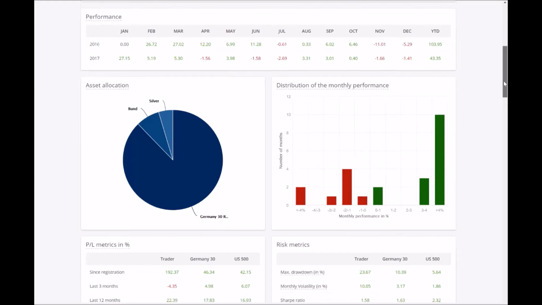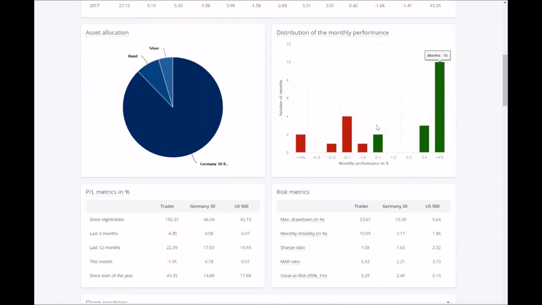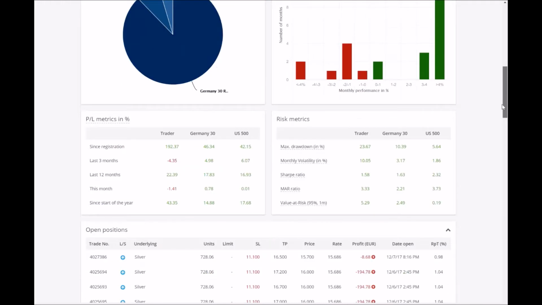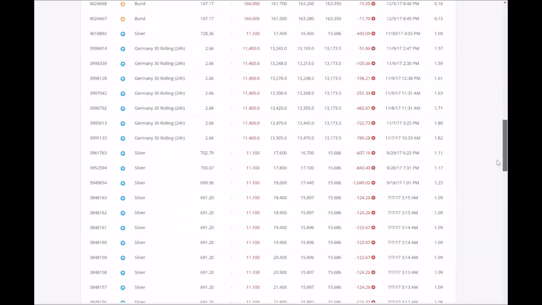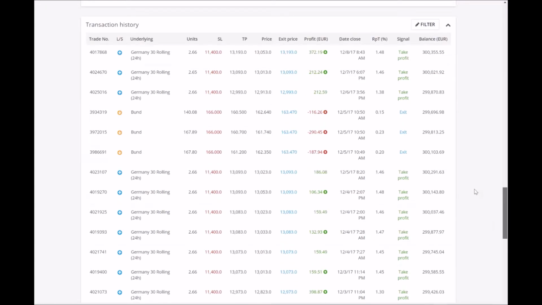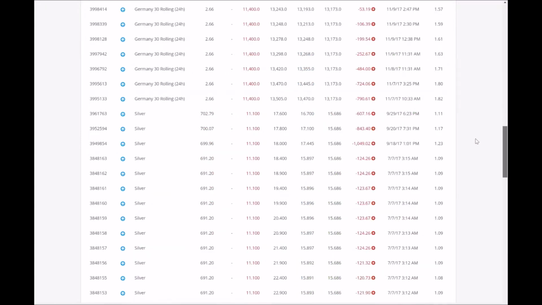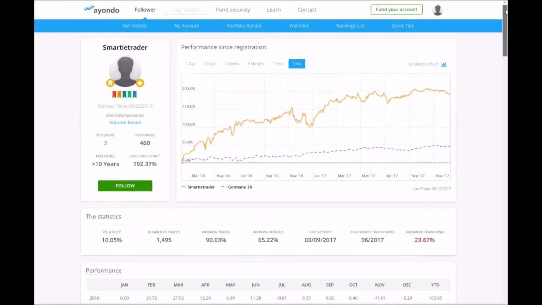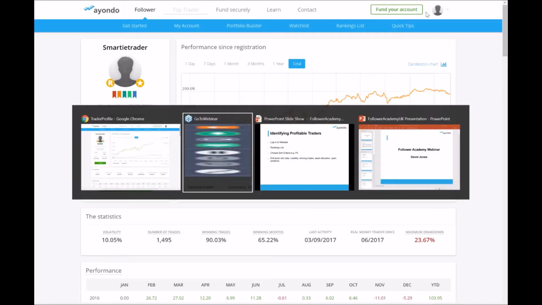How the monthly performance breaks down, so where they made and lost their money over the month. A few more risk metrics down there, and then any open positions they're running and any recently closed positions down there as well. So you can get a real taste for how they've made their money, what they like to trade, what it looks like month on month, and how that all fits in to their overall performance. And that's just clicking on their name from that screen right at the start, from that rankings list.